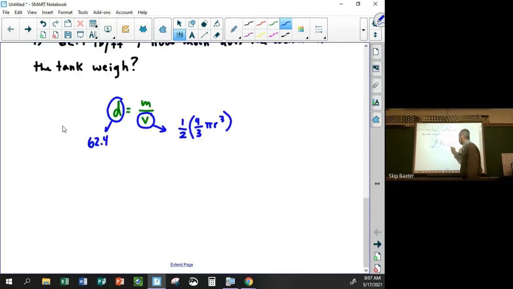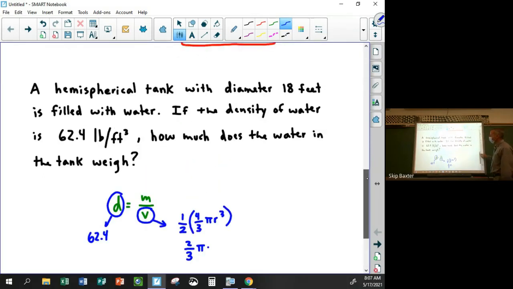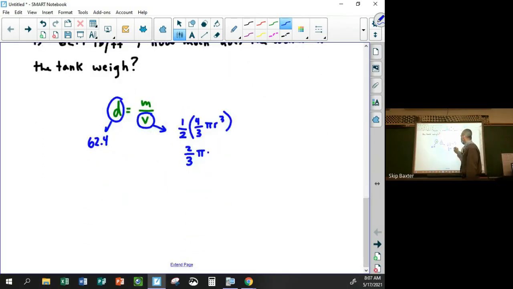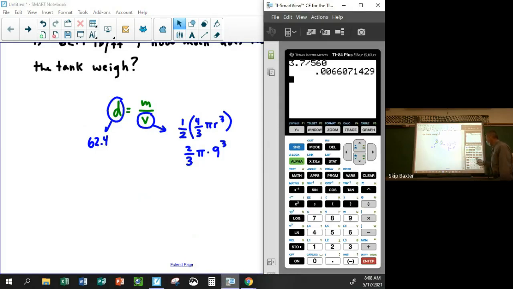So this simplifies to be 2/3 pi r cubed. Pi times r, which is 9 rather, because the diameter is 18. Okay, so if I do that part on my calculator, 2/3 pi times 9 cubed, that's the volume of this container, 1526.81.